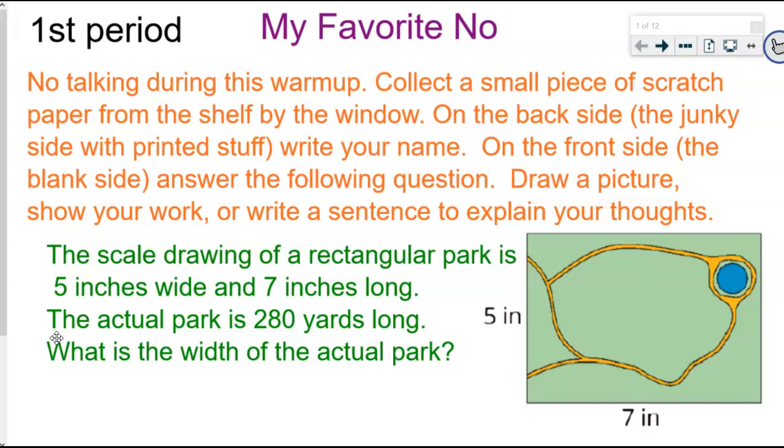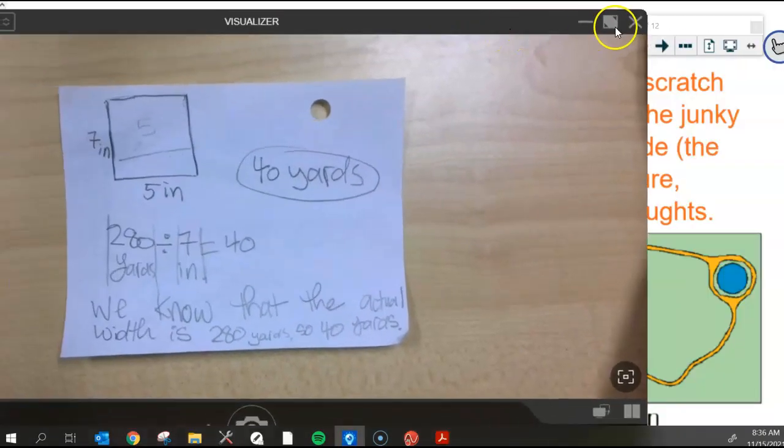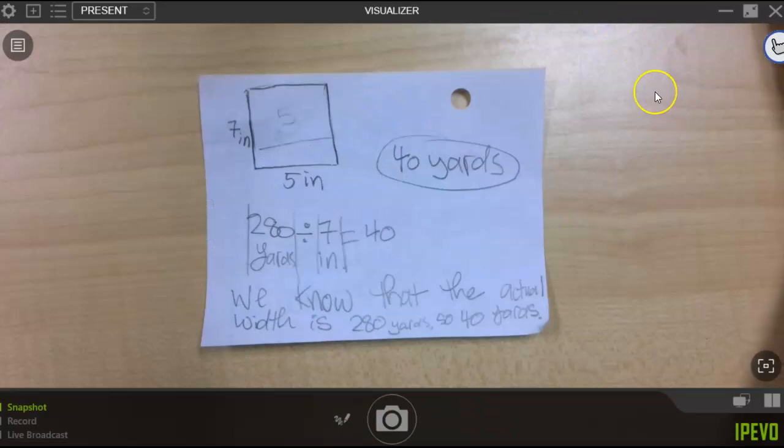Okay, only continue past this in the recording if you have already completed the warm-up so that you can self-check it as we do the My Favorite No portion. Here is My Favorite No. Most of them were yeses, but here is My Favorite No. This is a really good mistake to make.